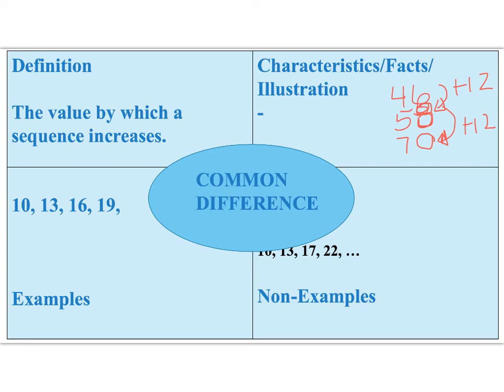So if you look at our next sequence, to get from 10 to 13, I'm adding 3. To get from 13 to 16, again, I'm adding 3. And to get from 16 to 19, it's a 3 again. So the common difference here is the 3.